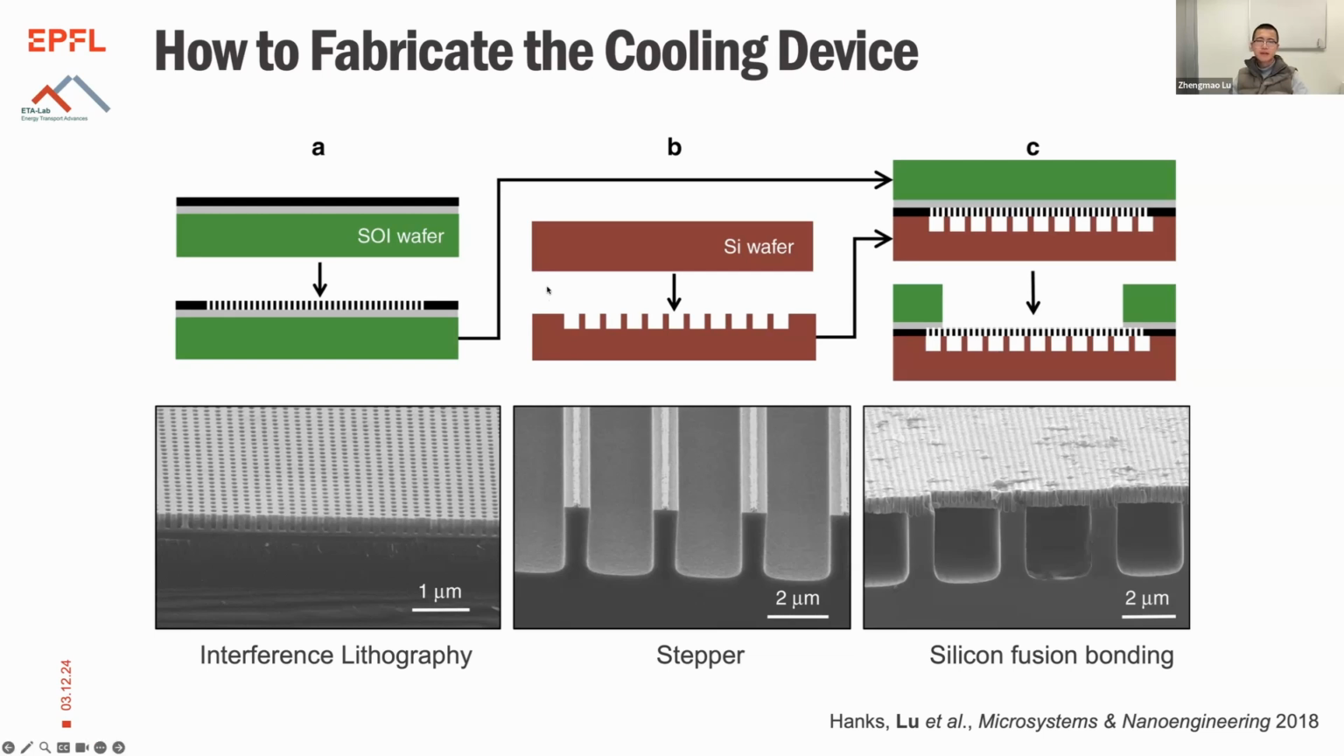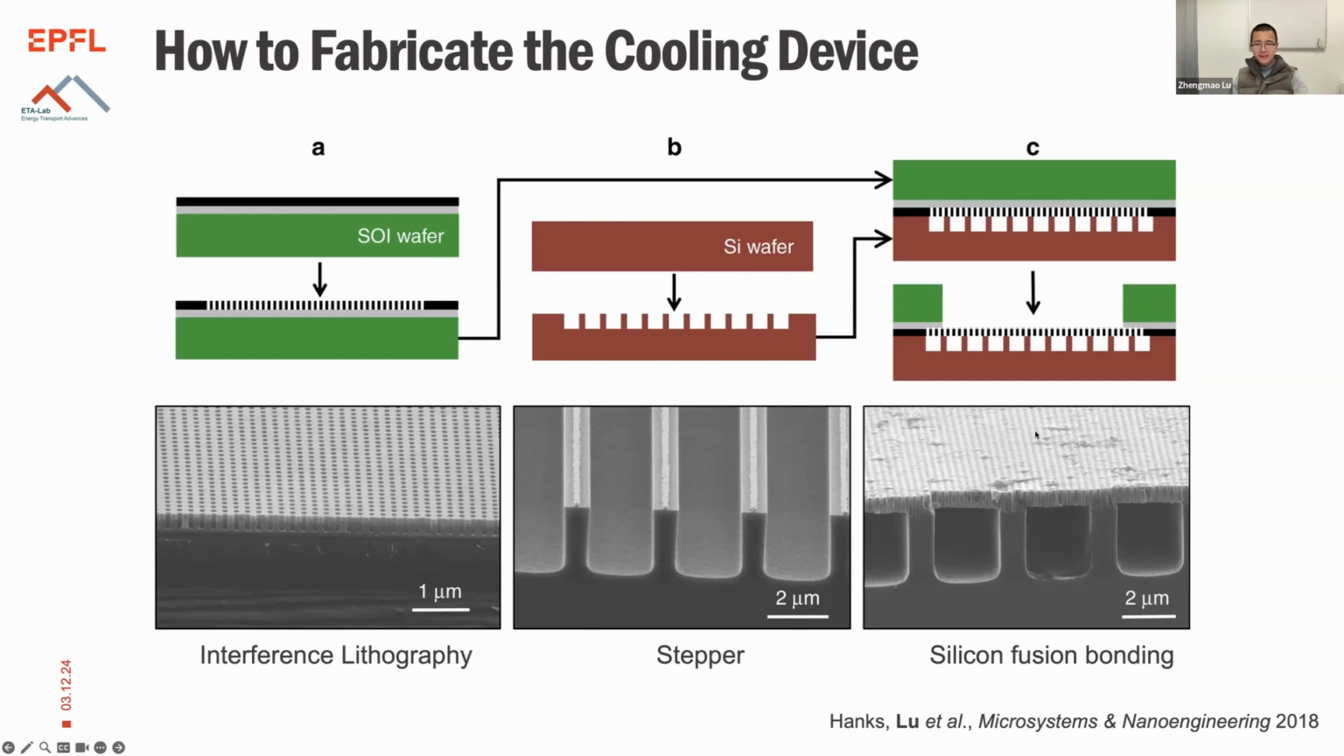And separately, with another wafer, looking at the middle schematic, we use the cleanroom stepper machine to create these microchannels with 2-micron feature sizes. Then we can use silicon fusion bonding to bond those two pieces together to form a hierarchical device. And then with deep reactive ion etching, we can etch from the top to open up the vapor escape channel. So this is how the fabrication looks, and eventually this is the device that you get.